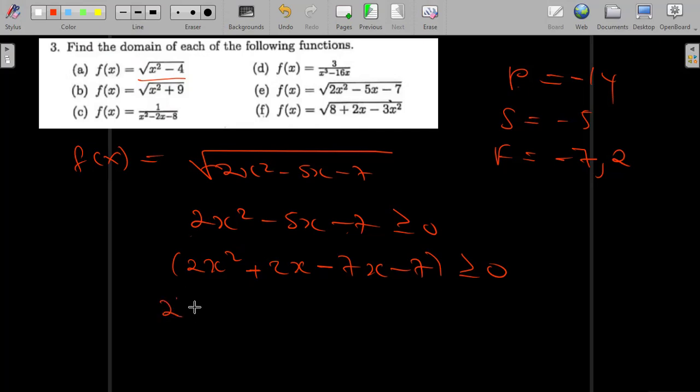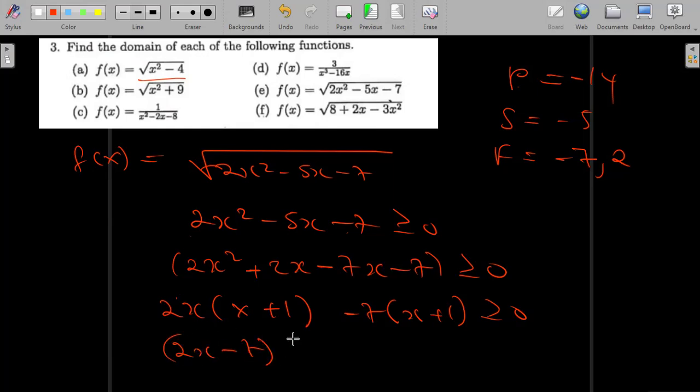You factor out 2x there, such that you have x plus 1, then here factor out a negative 7, and you have x plus 1 greater than or equal to 0. Then you have 2x minus 7, and the other one, which is x plus 1. So this is how you're going to factor. Now you use the method of getting critical points.